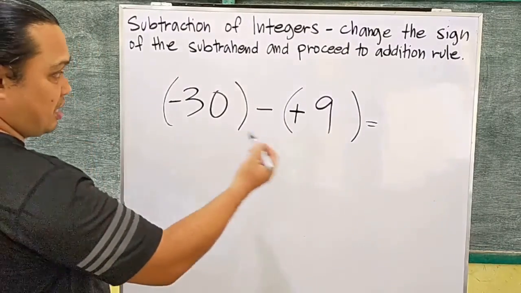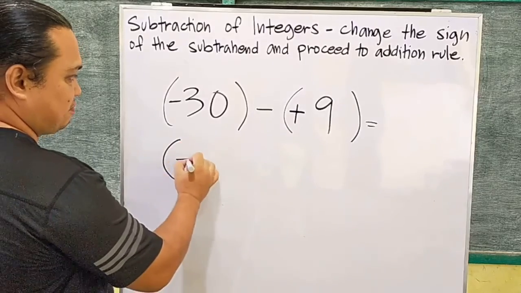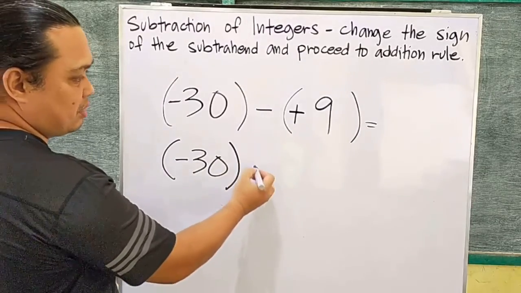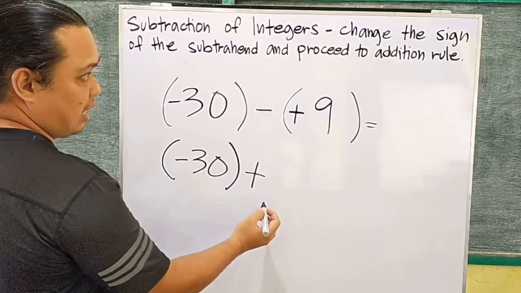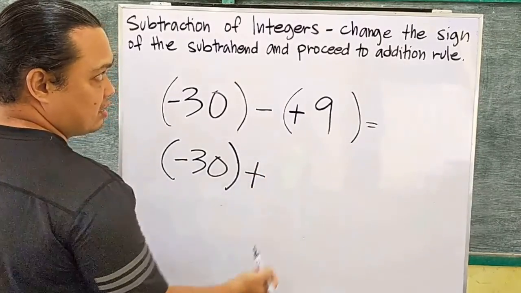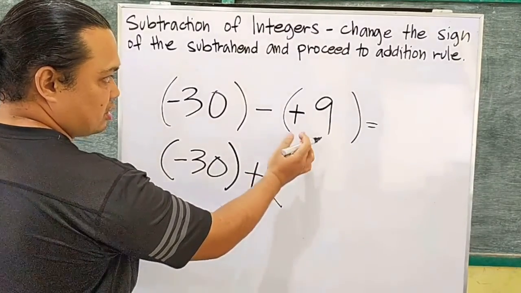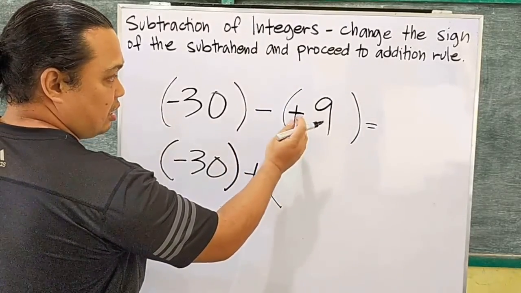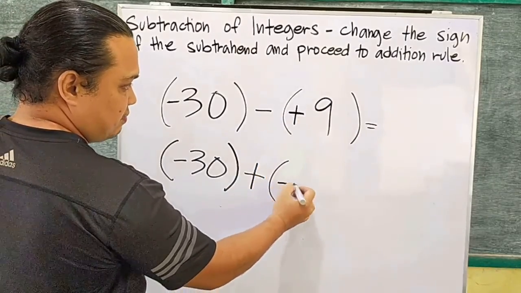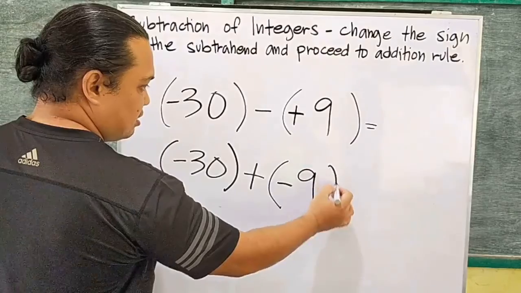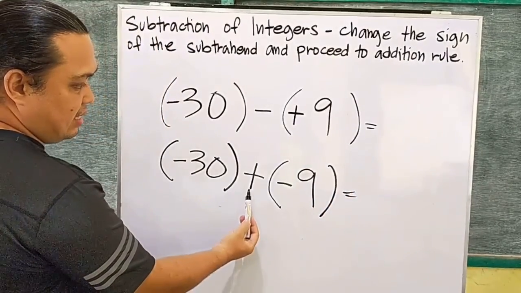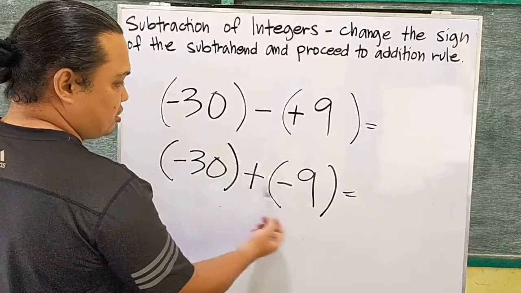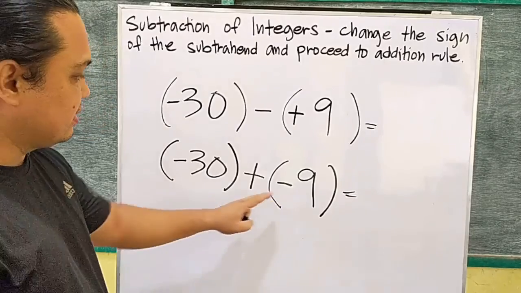So copy first the minuend. So we have negative 30. Now subtraction here will become addition because we are going to add the opposite of the subtrahend, meaning we need to change the sign of the subtrahend, the opposite of its original sign. Now the opposite of positive is negative. And copy the subtrahend, which is 9. So we are now adding, but we are adding like integers because our integers both have a negative sign.